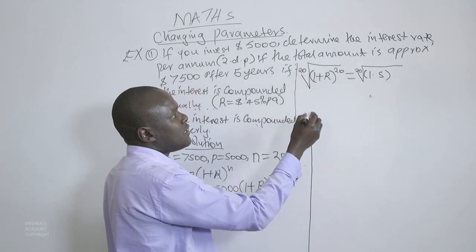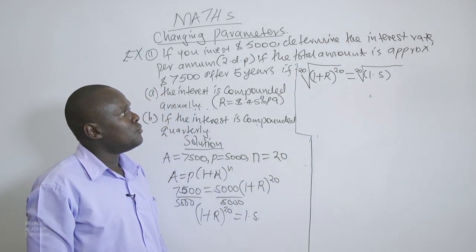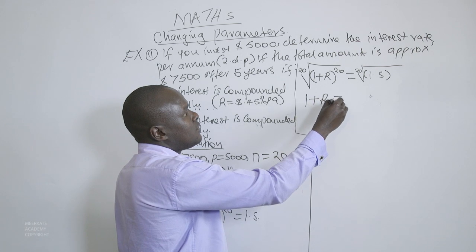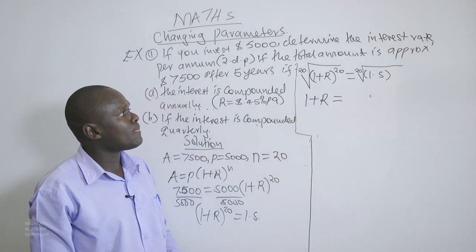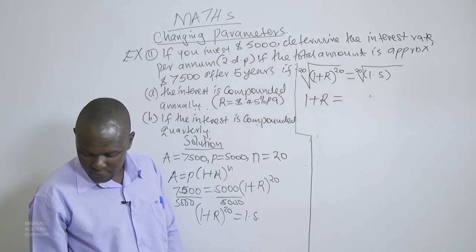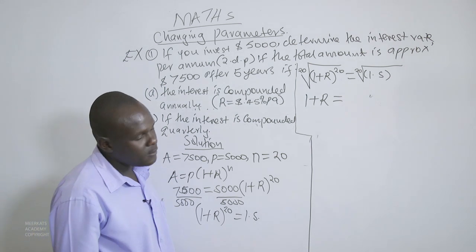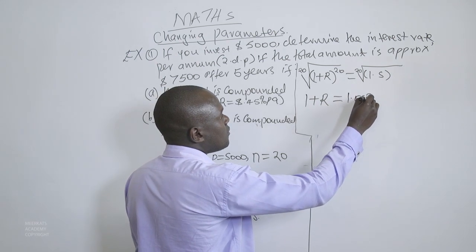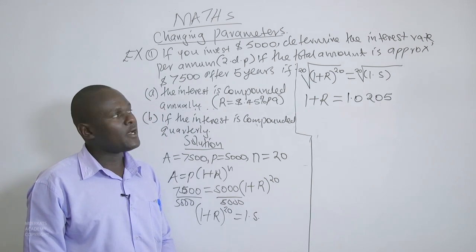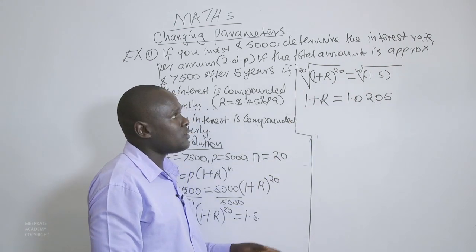And on the left-hand side, if we introduce the 20th root, we are going to remain with 1 plus r. And this should be equal to, when we look for the 20th root of 1.5, it will give us 1.0205.